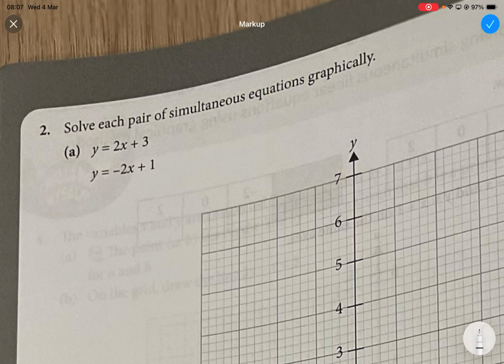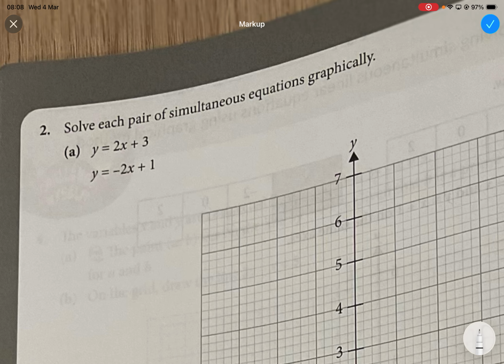Okay. Solve each pair of simultaneous equations graphically means they want you to draw a line for y equals 2x plus 3. They want you to draw a line for y equals negative 2x plus 1. Then where they intersect will be the solution, because you are solving. Solving means finding the unknown. So we want to know the value of x and the value of y.